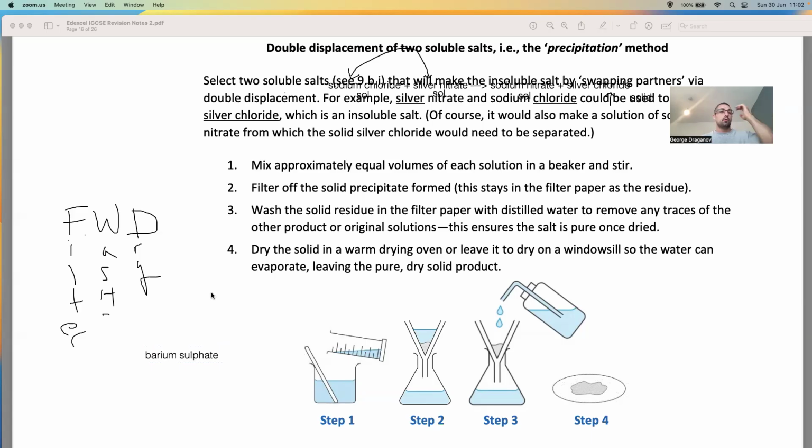What do we pick? Well, if you remember, the rule was all nitrates are soluble. So to be safe, I'll just pick barium nitrate. Then for sulfates, I'll just pick a group 1, sodium sulfate again, because I know all sulfates of group 1 are soluble. So I can just pick sodium sulfate. So if these two mix, they'll swap. They'll make barium sulfate and sodium nitrate. And barium sulfate is insoluble. That was on the rules. And that's how I would form my solid.